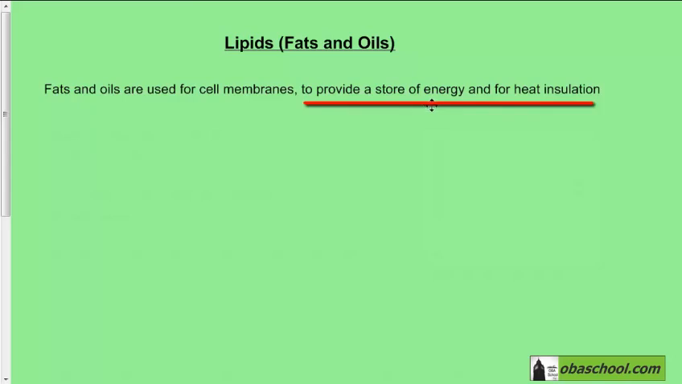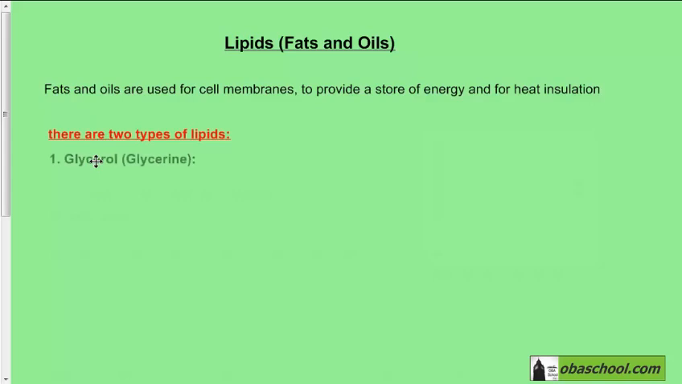So the lipids will store this energy that we make, because we don't always need this energy that we are making. So in order not to waste it, we can store it inside the lipids. And also it provides heat insulation. That is why usually more overweight people feel cold less. They are more warm.